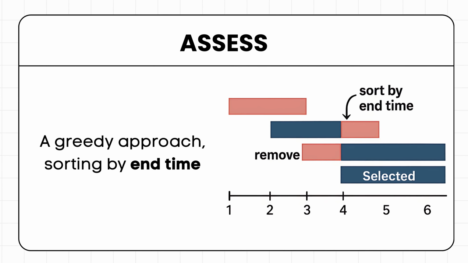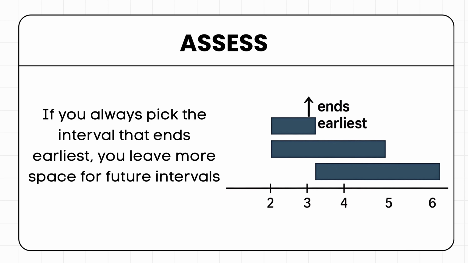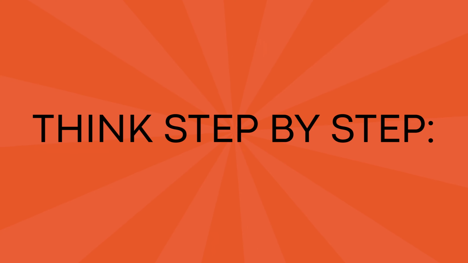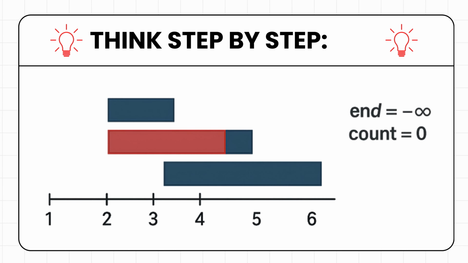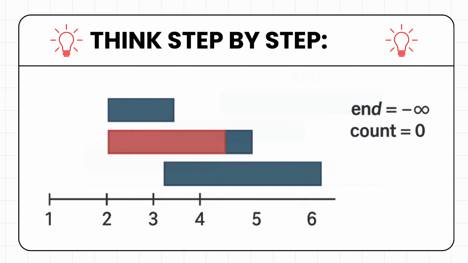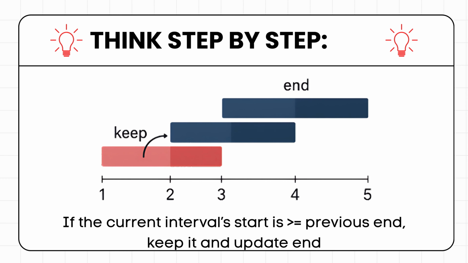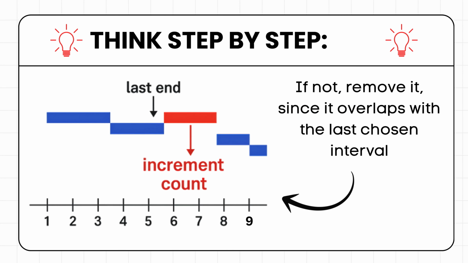A greedy approach, sorting by end time, works best. If you always pick the interval that ends earliest, you leave more space for future intervals. Classic greedy logic. Sort intervals by end time, not start. Initialize end to -infinity and count to 0. Loop through the intervals. If the current interval's start is greater than or equal to the previous end, keep it and update end. If not, remove it and increment count, since it overlaps with the last chosen interval.